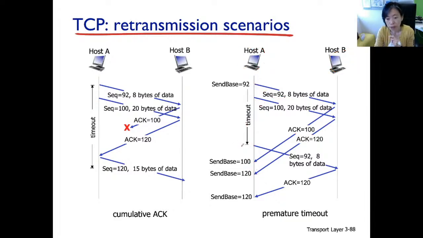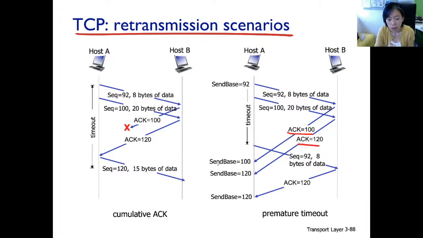So first, the timer occurred here. Therefore, a timeout event in the TCP sender is triggered. Therefore, we retransmit all the packets in flight. So sequence number 92 will be retransmitted. Sequence number 100 will also be retransmitted. Okay. Now, ACK 100 and ACK 120 will arrive later.